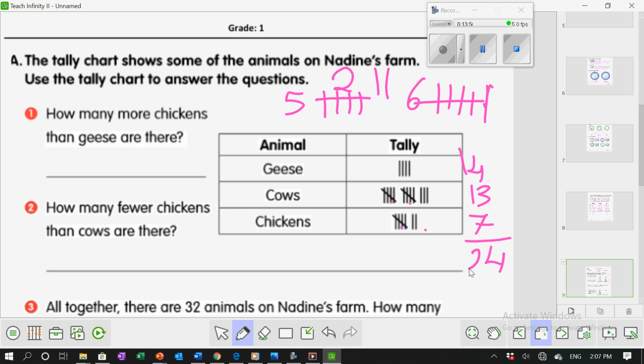14, 24. Now, how many more chickens than geese are there? Remember, all the time when we have how many more, I have to find the difference. And when I want to find the difference, I have to subtract. So I want to find the difference between the geese and the chicken first. So not 14, this is 4. Yes, 4.